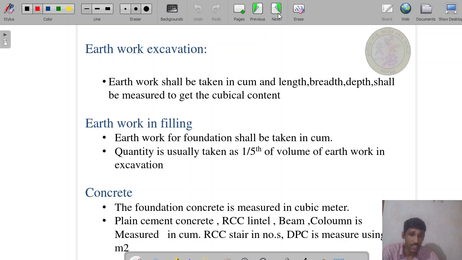Damp-proof course is generally measured using meter squared. In some cases, the thickness is given for damp-proof course. Under those circumstances only, it is to be measured in terms of meter cube.